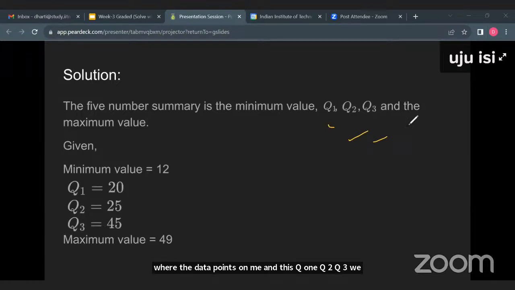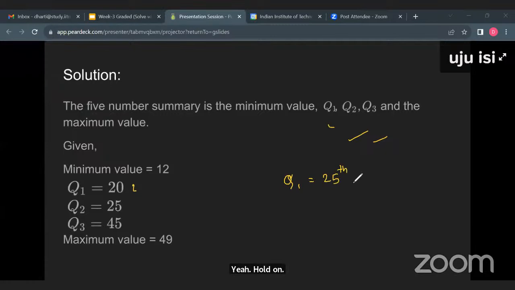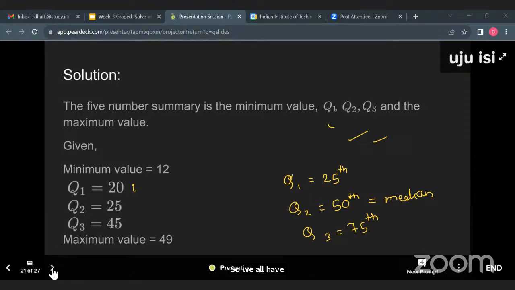Is there any difficulty in this question? No, ma'am. Q1 means the 25th percentile, which we calculated in the first question. Q2 is the 50th percentile, which is nothing but the median, right? And Q3 is the 75th percentile. We have calculated all these values, so it would be easy enough, right? So let's move to the next question.